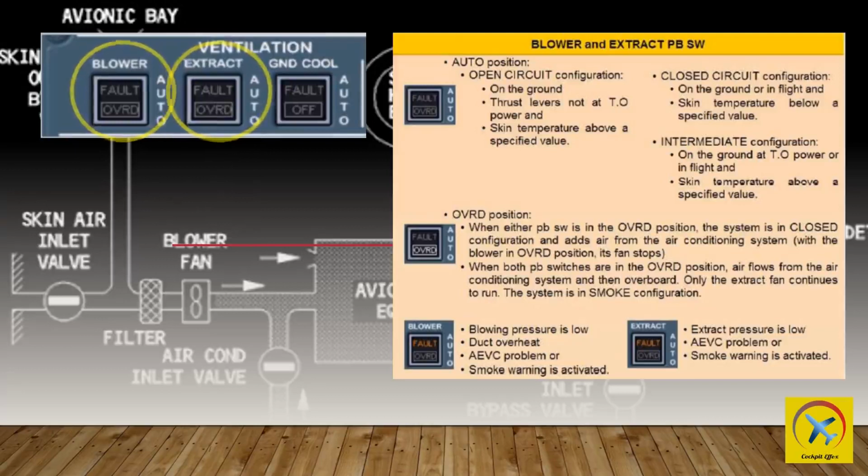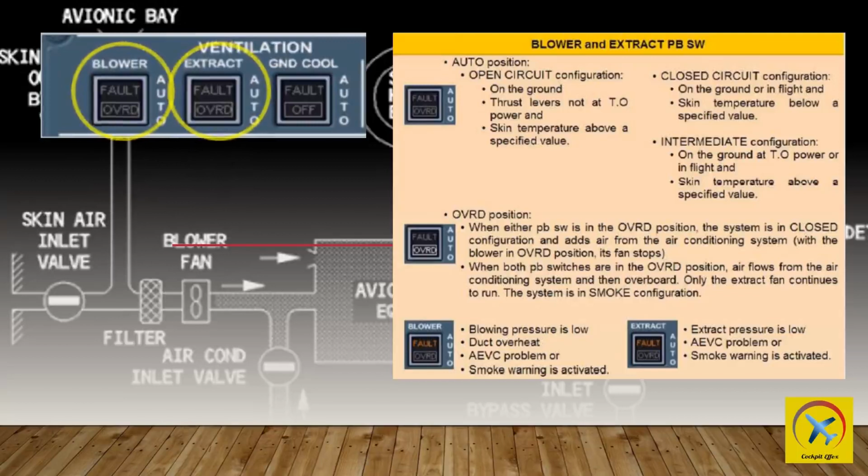When either push button switch is in the override position, the system is in a closed configuration and adds air from the air conditioning system. With the blower in override position, its fan stops. When both push button switches are in override position, air flows from the air conditioning system and then overboard. Only the extract fan continues to run. This system is in smoke configuration.